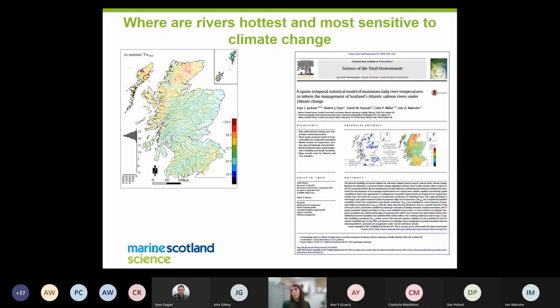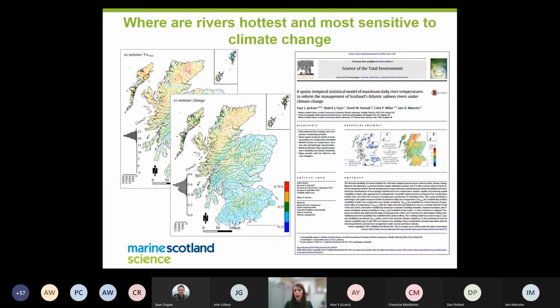So we published the model of daily maximum river temperatures, which came out in 2018, and this gave us our first two layers. A summer maximum temperature layer showing where's hottest, and a layer of sensitivity to climate. So for a 1 degree change in air temperature, what would you expect the change in river temperature to be?